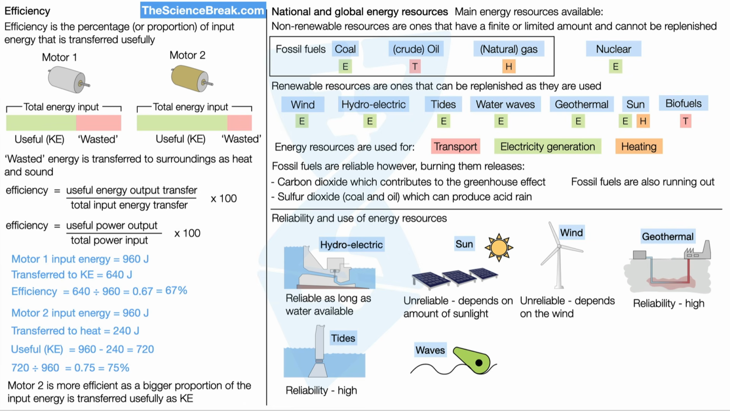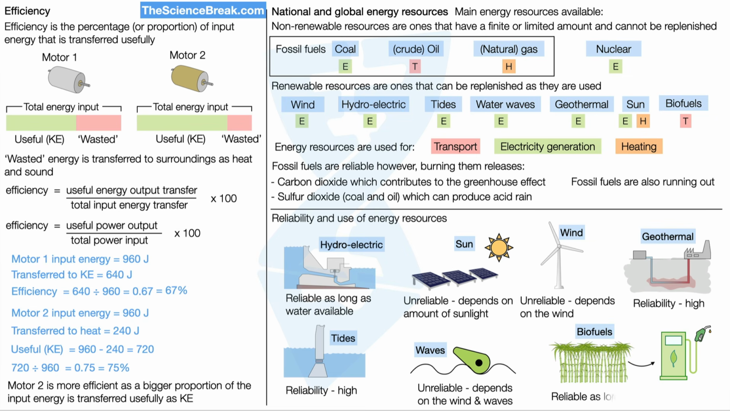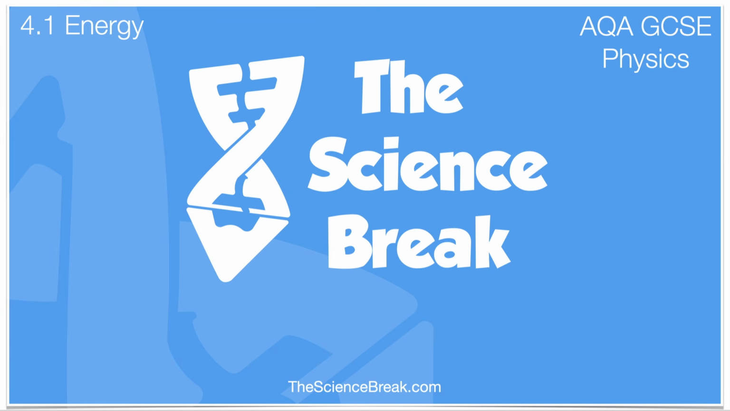Waves uses the movement of waves to generate electricity. Again, this is unreliable because it depends on the wind producing the waves and it depends on the presence of waves. We have biofuels. These are reliable as long as crops are available to produce those biofuels. So this is efficiency and national and global energy resources.